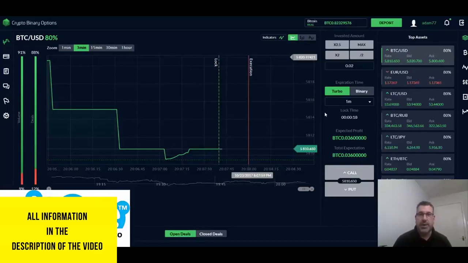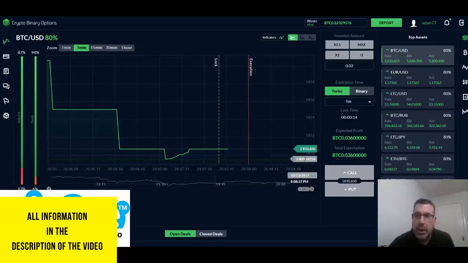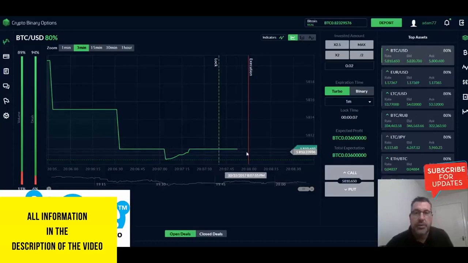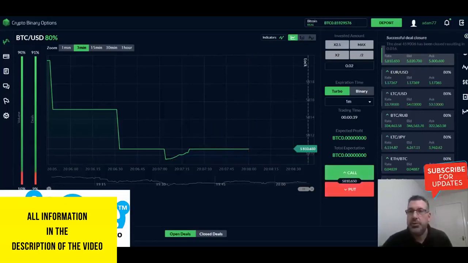As you can see, I've just got a trade open. I just opened it down here at 5809. It's at 5810 at the moment. So long as it holds out or keeps upwards, it'll come in the money. It's a 0.02 Bitcoin trade, which is just over $100.